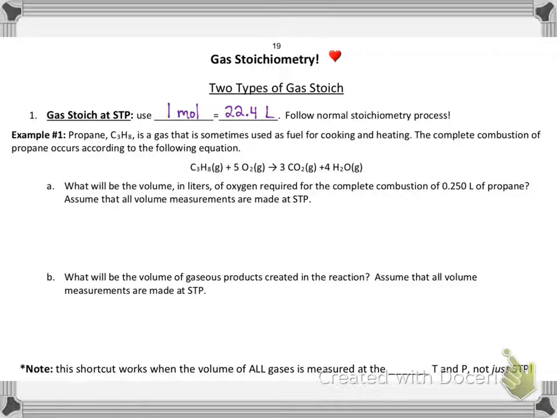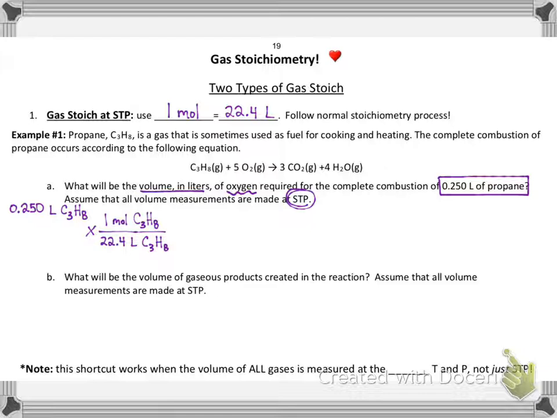So let's go ahead and try a problem like this, using the combustion of propane. We want to know the volume in liters of oxygen gas that would be required for the complete combustion of 0.250 liters of propane, and we even gave you a balanced equation. How nice is that? So we're going to start out with our given, our 0.250 liters of propane. And since this was happening at STP, I'm just going to quickly convert from liters to moles, using my conversion factor of 22.4.